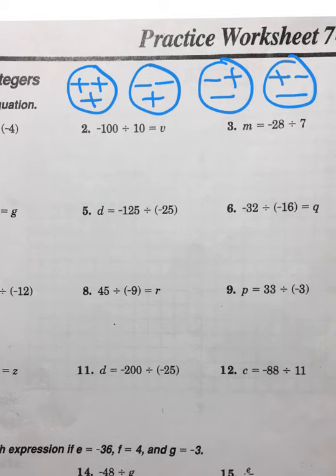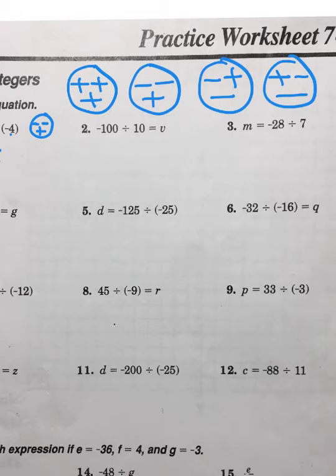We have a negative 16 being divided by a negative 4. Well, the signs are the same, so the result will be a positive. F equals positive 16 divided by 4, which is simply 4.